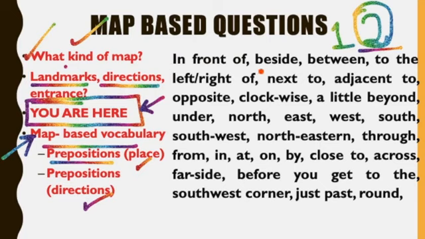In front of, beside. Please don't confuse it with besides, because it is not that. Between, to the left of, to the right of, next to, adjacent to, opposite, clockwise or anti-clockwise, a little beyond, under, north, east, west, south. And there is also a combination of these, like southwest, northeast, through, from, and the prepositions at, on, in, by, close to, across, far side, before you get to the.